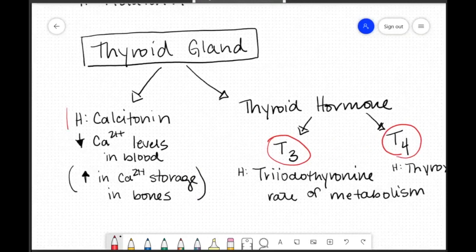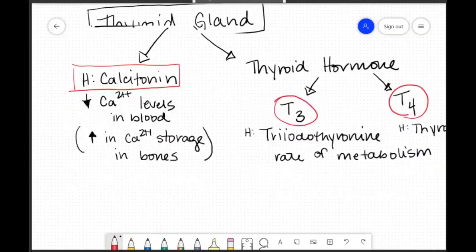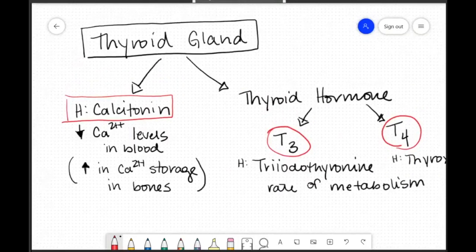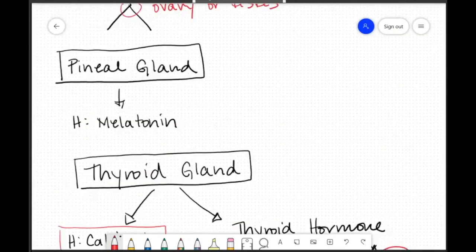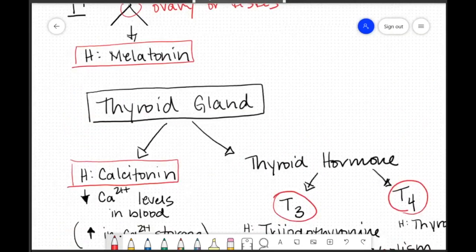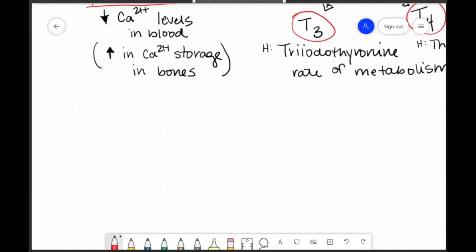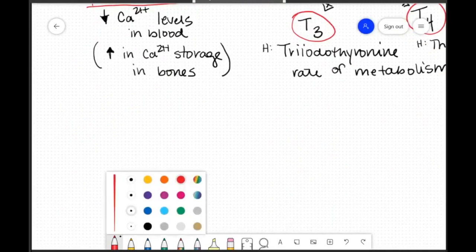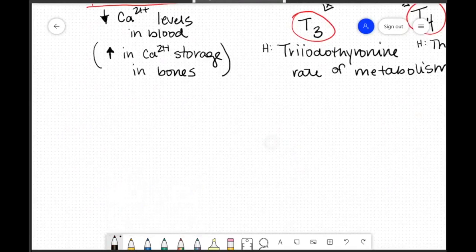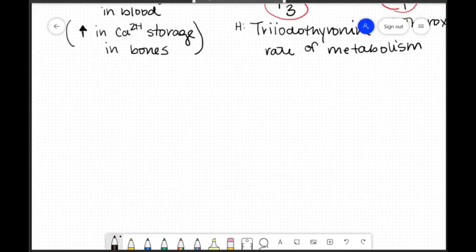But when we're looking at the thyroid hormone, we have calcitonin and we have T3 and T4 that are produced and then released from the thyroid gland. Okay, so we have done pineal, and the hormone is going to be melatonin. We've done the thyroid gland, and we have calcitonin, T3 and T4. So now we're going to move on to our next one, which is going to be our parathyroid gland.